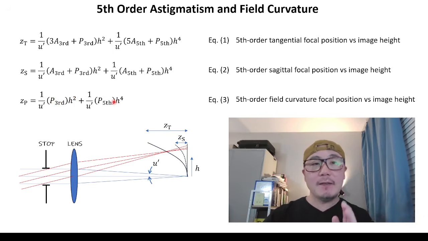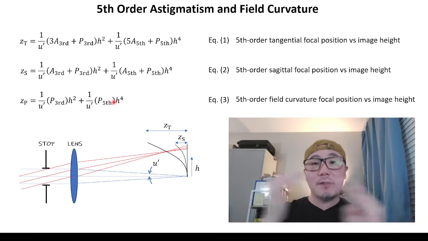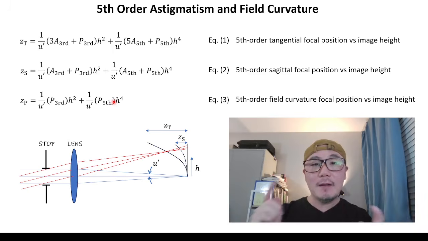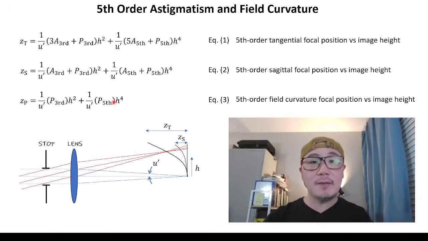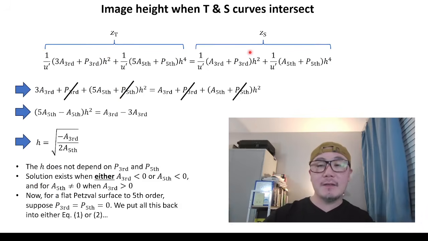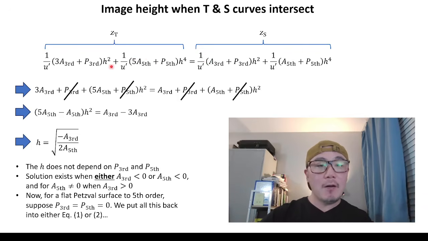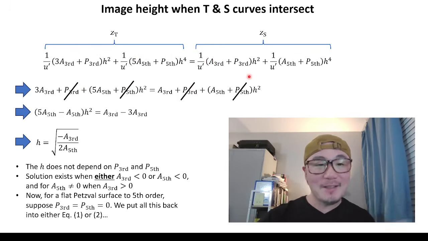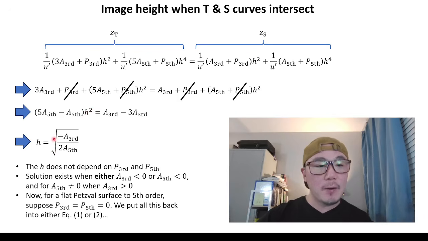And I'm able to get the ZT and ZS curves to intersect at some field point, right? Where they intersect, would they necessarily intersect at the Petzval surface? To do that, you equate the ZT and ZS curves and do the algebra to solve for H, right? If you do this equality, then all your Petzval terms cancel, they go away. And then you do more algebra and solve for H. H is equal to the square root of this negative number.